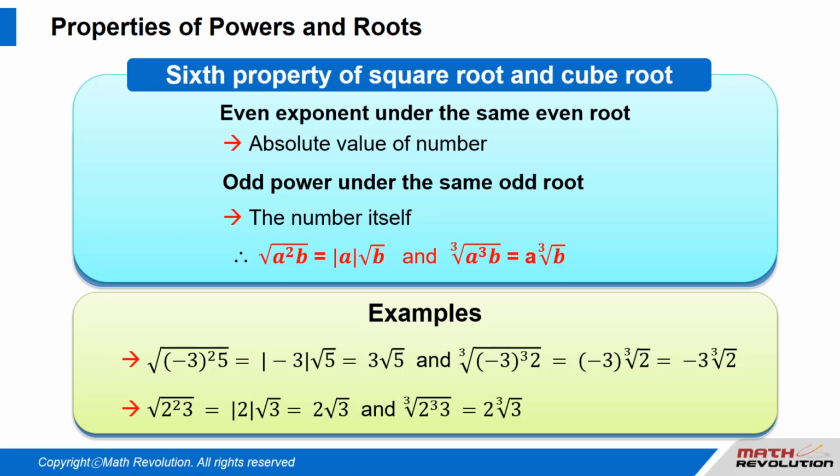Square root of 2 squared times 3 equals modulus 2 times square root of 3 equals 2 times the square root of 3. And cube root of 2 cubed times 3 equals 2 times cube root of 3. These are the 6 properties of square roots and cube roots.